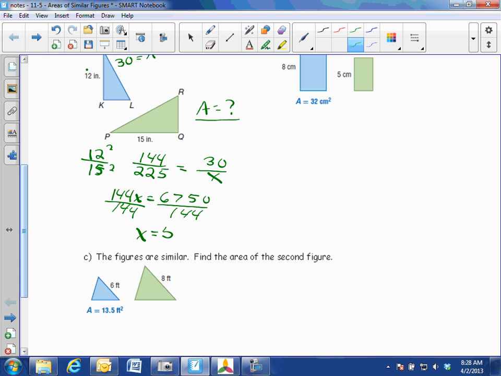I got 46. Never mind. Said 144. Is that wrong? I got 46, 48. That's not right. Is that rounded or not? That's not right.